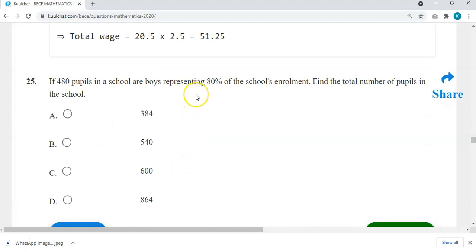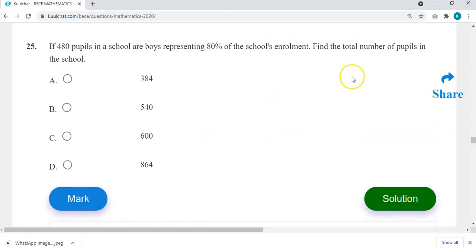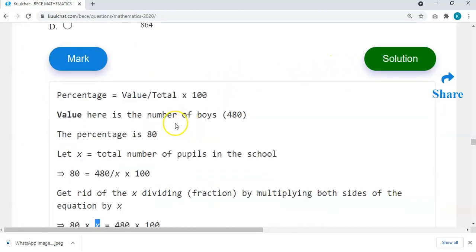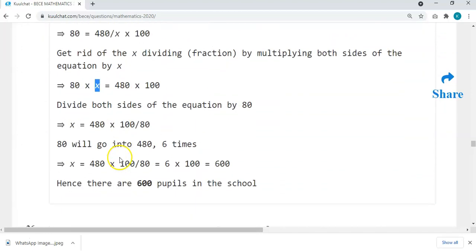So you can also have 80% is equal to 480. So 100% will give you what? Then you can also use it to simplify as well, because the 100% represents the total number of people in the school. So any approach will give you the same answer.